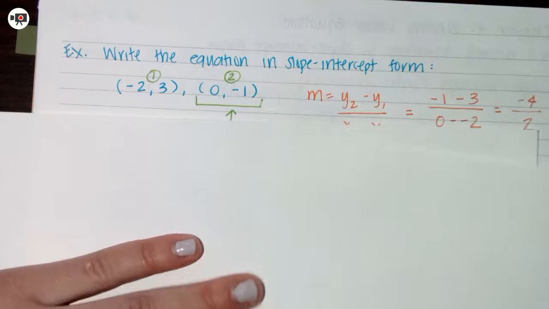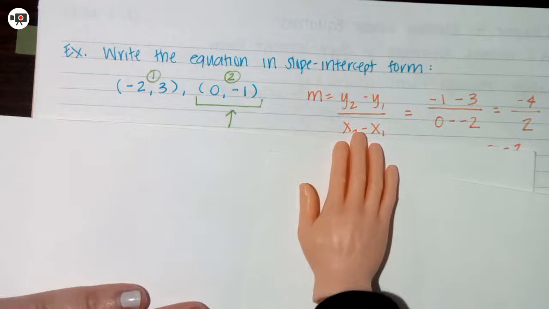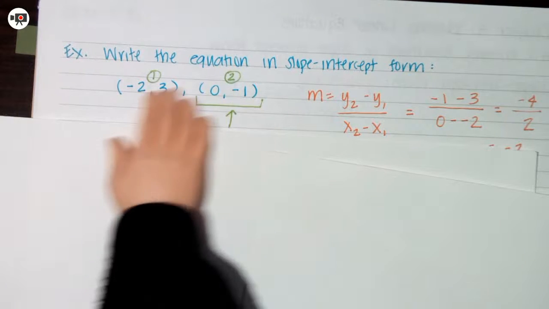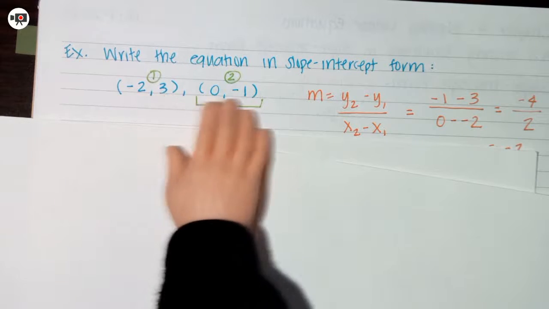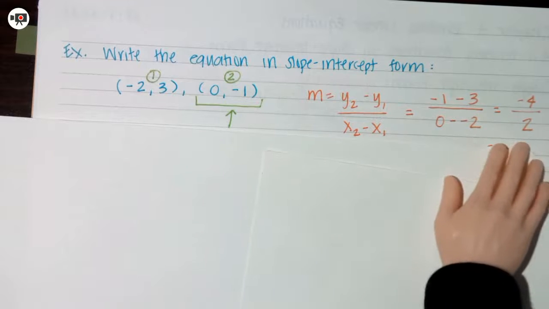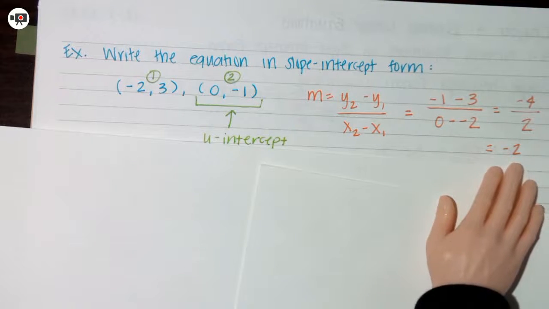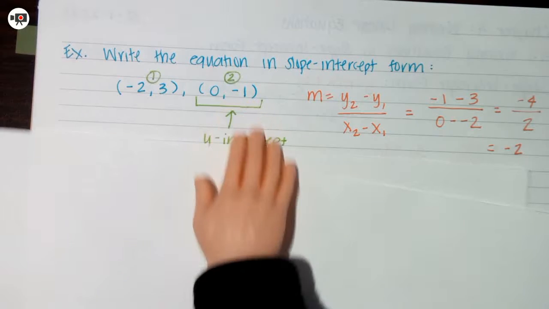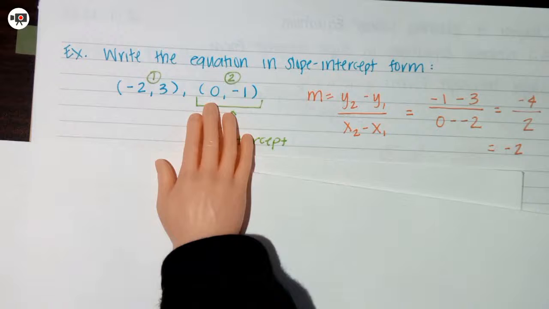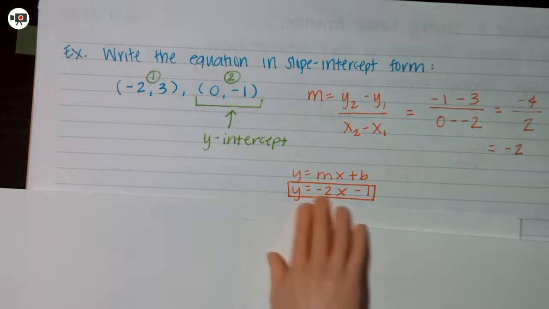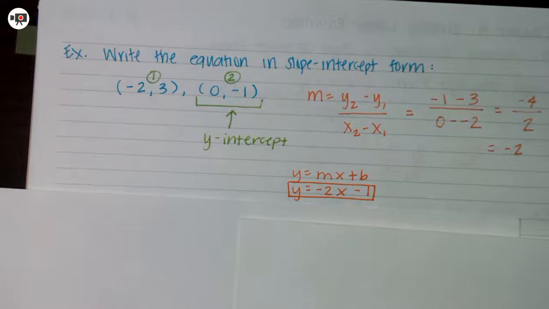So I need to find the slope first, plug it into my formula here, and you have negative 1 minus 3, so that is y from point 2 minus y from point 1 over x from point 2 minus x from point 1. And that reduces to negative 4 over 2, which is negative 2. Take a look at point 2. It is a y-intercept because x is 0. So I'm ready to plug it into my formula, and we get y equals negative 2x minus 1.